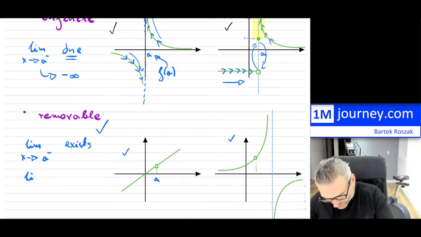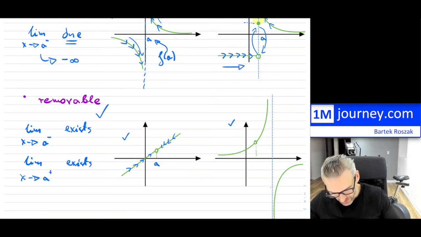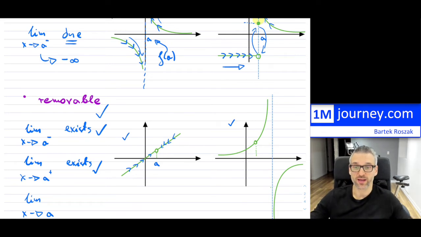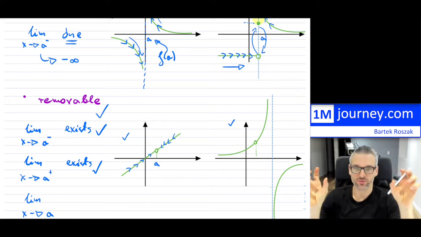The same thing is true. So at A, notice the right-hand limit exists as well, because if we're going along in this direction or we're going along in this direction, they both do exist. And the overall limit also exists, right? Because these two are equal to each other. So that means we have a limit here. So our limit exists. However, we have removed, so hence removable.